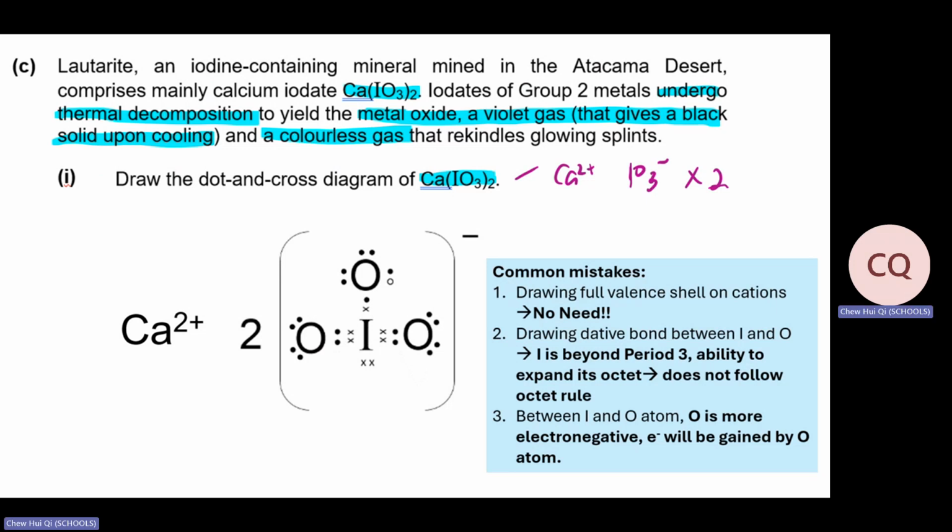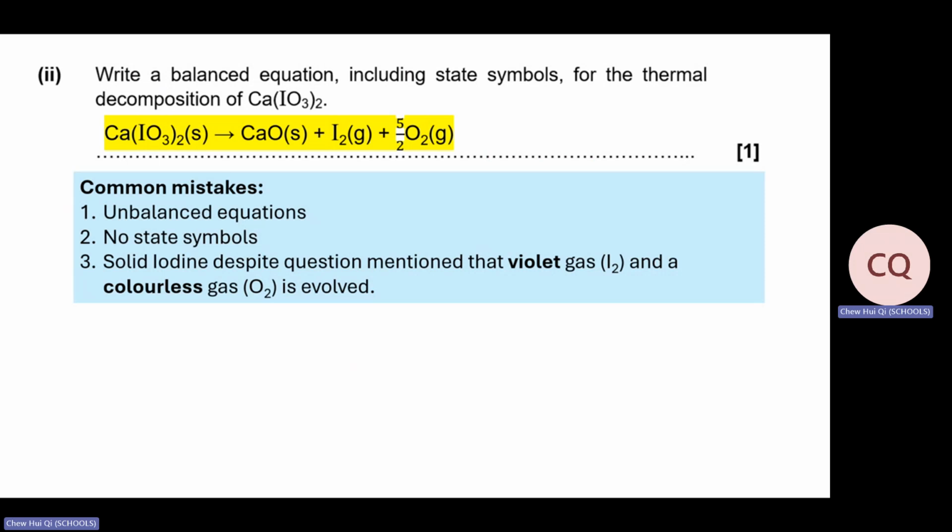Okay, let's move on. Part 2, nothing much to say. This question already asked you to include state symbols. A lot of you didn't include them, so that one is on you. Next, I still have unbalanced equations. You need to count the atoms properly.